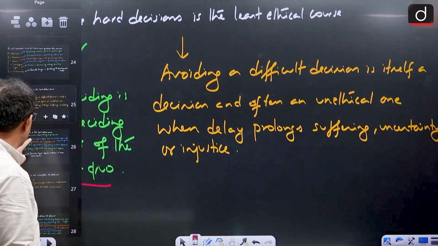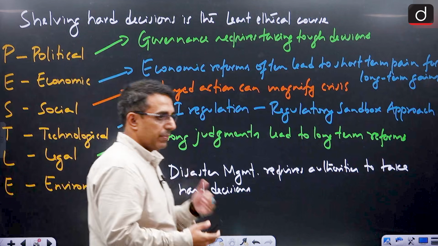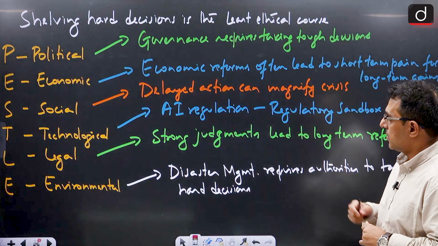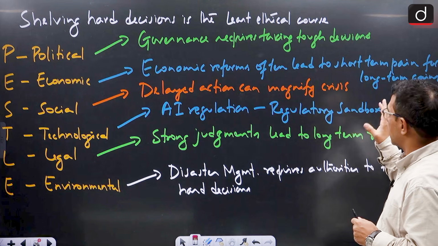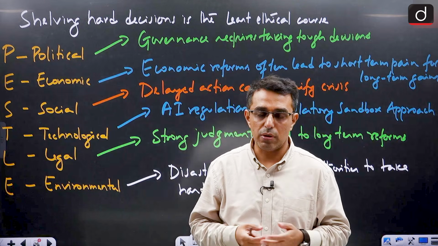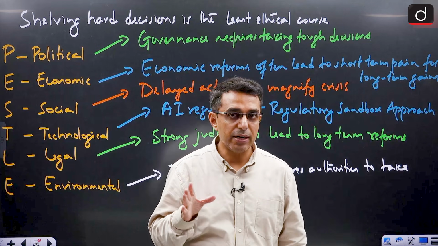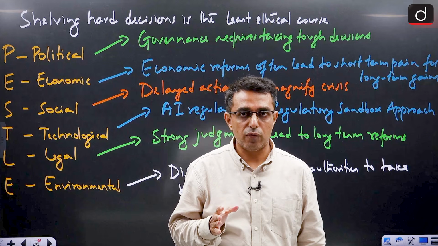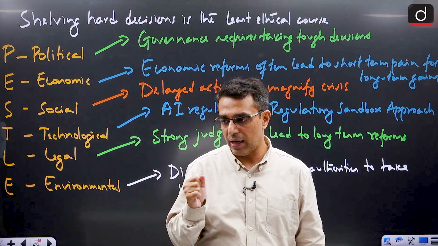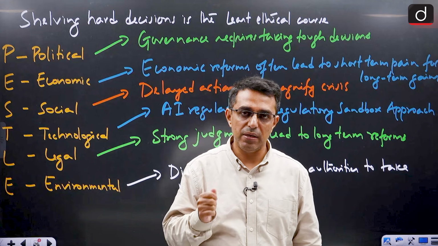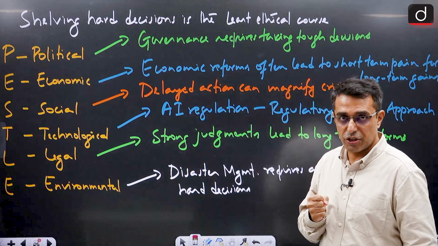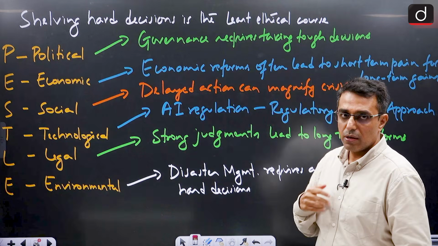Again, this is a doable topic, and a lot of things can be written under this. Now, looking at the PESTLE analysis, in political dimension, we can say that governance requires taking tough decisions, right? For example, Operation Sindoor was a tough decision that the government took, because the government wanted to indicate to Pakistan that India is now going to follow a policy of zero tolerance against cross-border terrorism, and for any such terror activity, there will be a decisive action from India, right? So it was a hard decision which the government took for the long-term benefit.